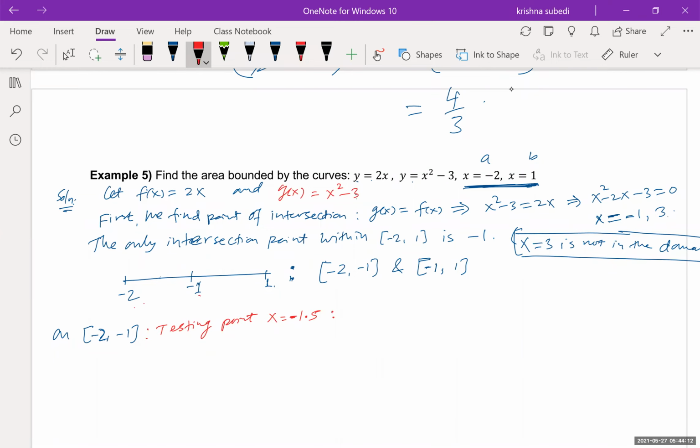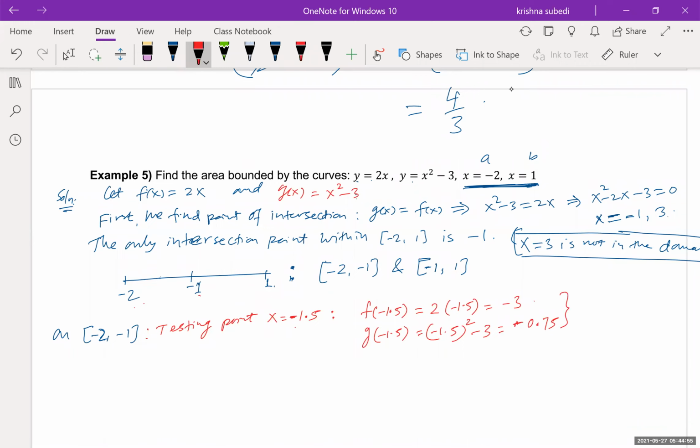Now, all you need to do is substitute this value in the f function. F of negative 1.5 is how much? You calculate that, which means 2 times negative 1.5, which gives me negative 3. And g of, now substitute the same testing point in the g function, which gives me negative 1.5 squared minus 3. How much is that? Negative 1.5 squared will be positive 2.25, minus 3 will be negative 0.75.